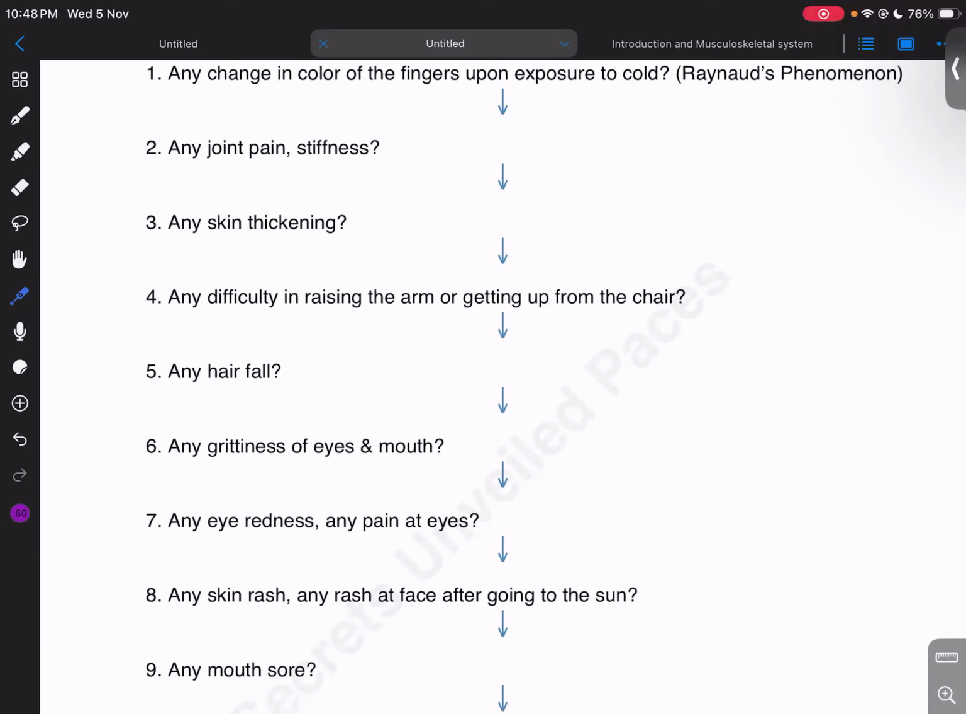Okay, one can ask why skin thickening. Skin thickening is there to rule out systemic sclerosis. This is a very common case in the PACES exam. Any skin thickening. Skin thickening is there to rule out systemic sclerosis.